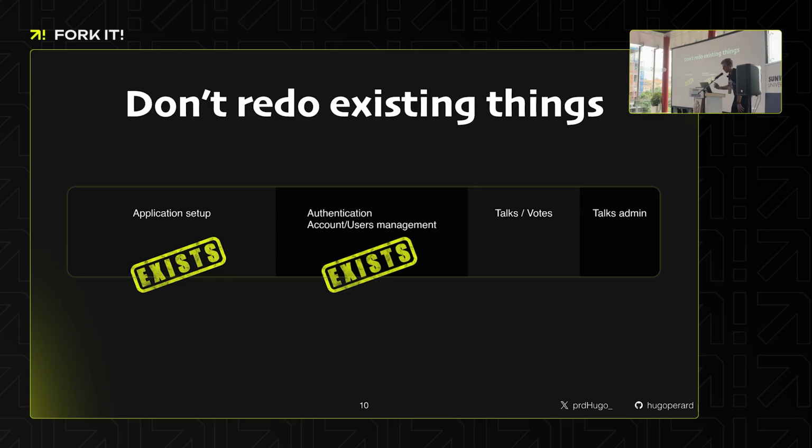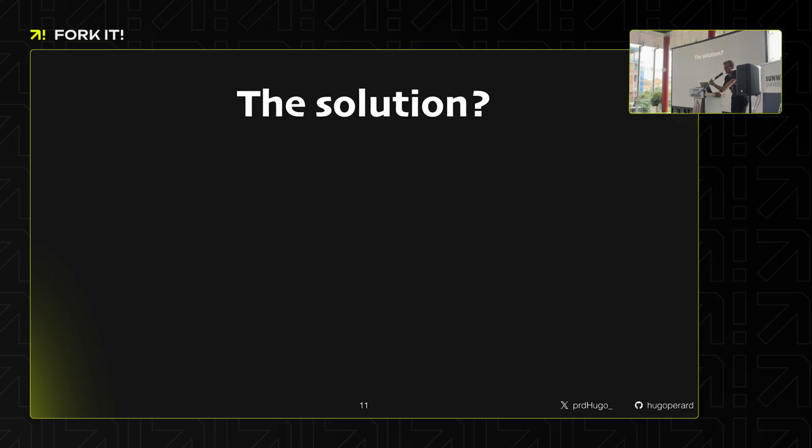Finally, we have the original parts of the application, with talks that we want to be customizable, to be original, so we don't identify them as existing. So what's the solution? We know parts of our application that already exist, but how not to redo them? Our solution will be to use a project starter.